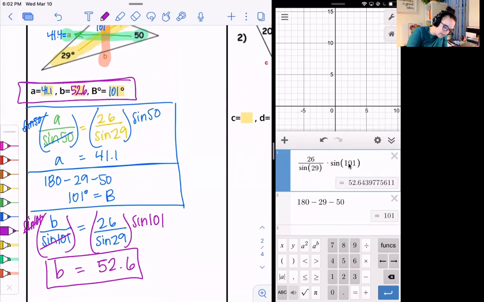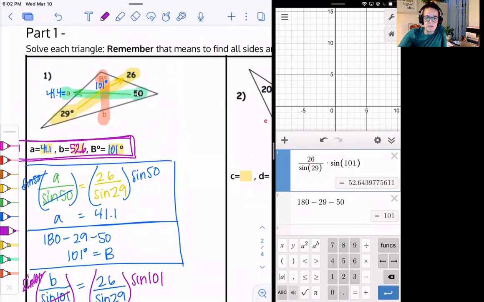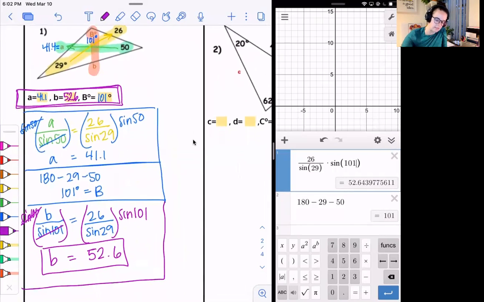These are my answers for number 1, and they already told me the other 2 angles and the other side. So that's how we're going to do number 1. Right? So it takes a few steps here. You're going to do law of sines a couple times, and then one time to figure out what your last angle is. Okay? You got it. Ask whatever questions you have.